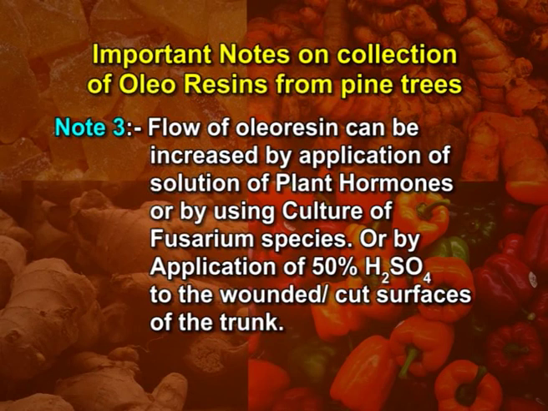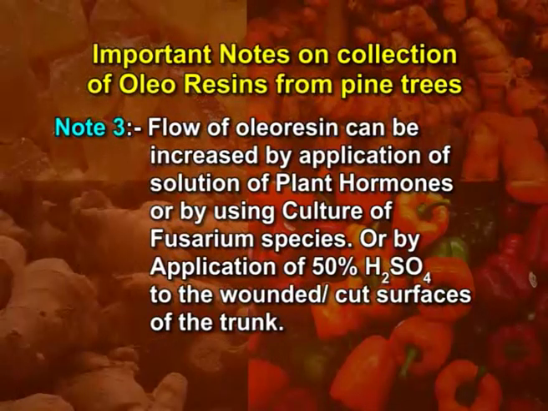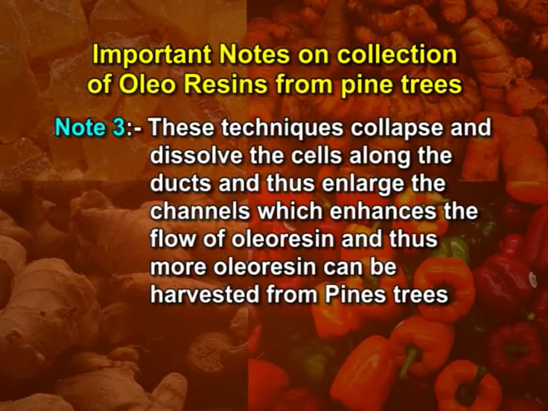Note 3. The flow of oleoresin can be increased by application of a solution of plant hormones, or by using a culture of the Fusarium species, or by application of 50% sulfuric acid to the wounded or cut surfaces of the trunk. These techniques collapse and dissolve the cells along the ducts and thus enlarge the channels, which enhances the flow of oleoresin, and thus more oleoresin can be harvested from the pine trees.